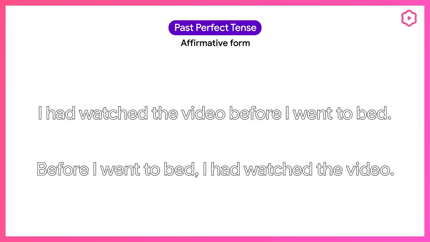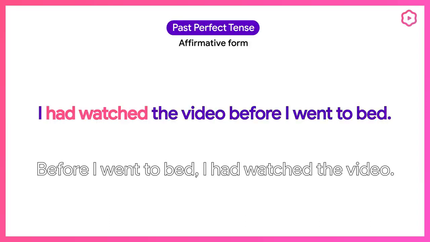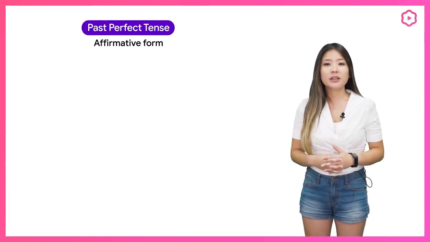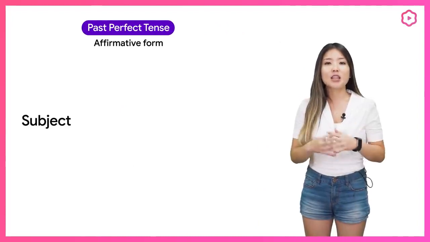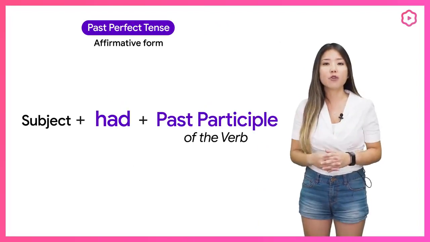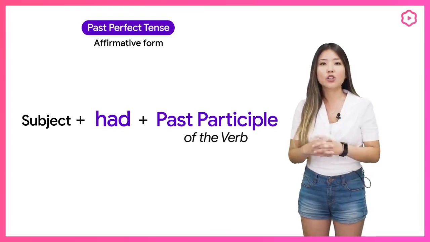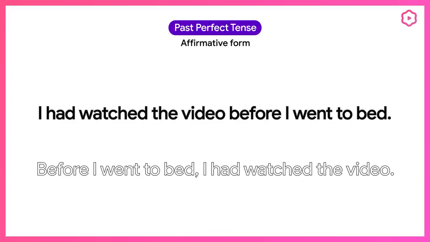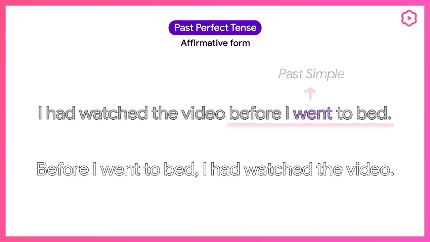The first one says, I had watched the video before I went to bed. What we do here is we take had and then the past participle of the verb, I had watched. You'll notice that the second part of the sentence says, before I went to bed. That action is in the past simple tense, and this is the action that happened second.